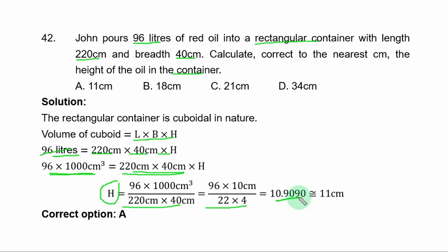10.9090. To the nearest centimeter, we are interested in 10. The next number is 9, more than 5. Round it up to 1 and add it to 10. You have 11 centimeters. A is the correct option.